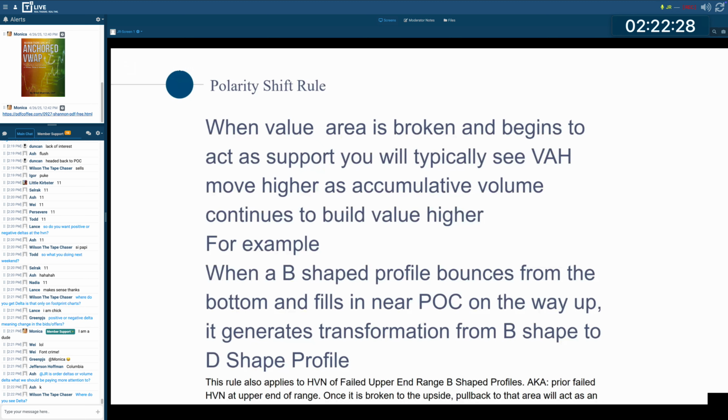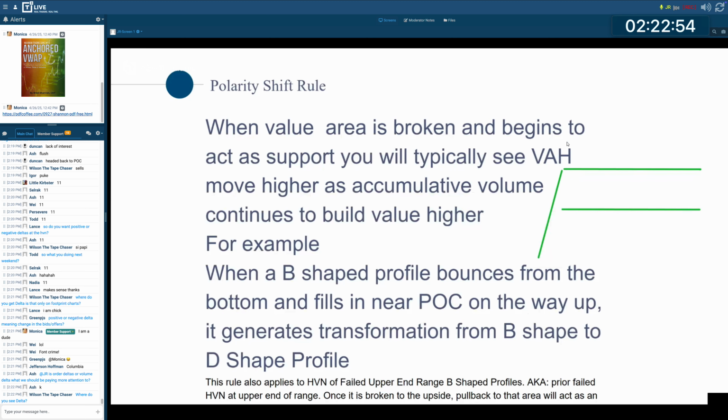Okay. So I'll repeat. When value area is broken and begins to act as support, okay, so let me draw this out for you guys. Again, we're drawing stuff out on the fly. I thought this would be easier for everyone involved, especially me. Okay, so you have an opening drive, okay? That down or up, all these things work in both directions, obviously, okay?